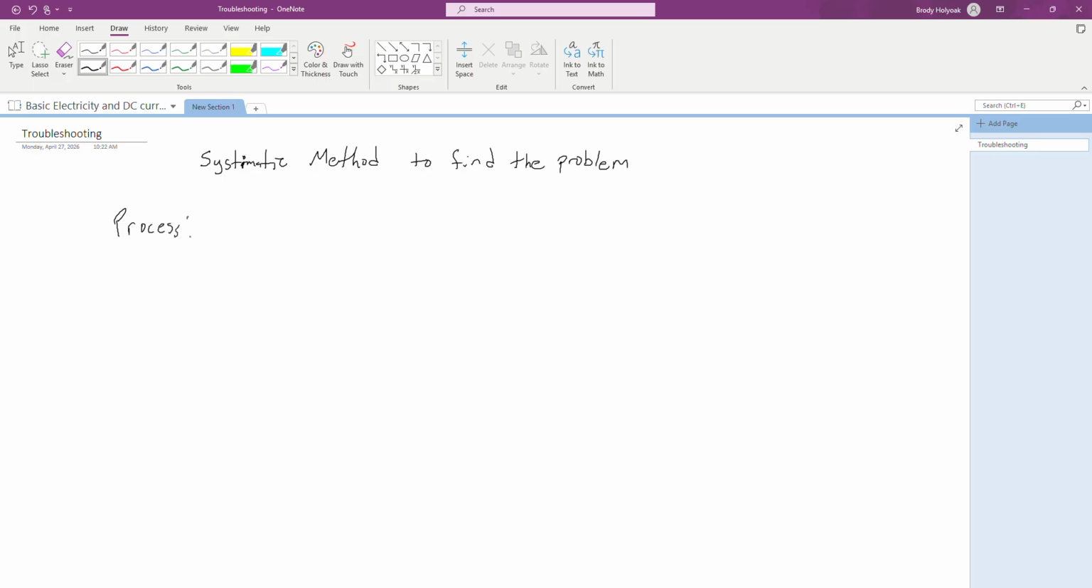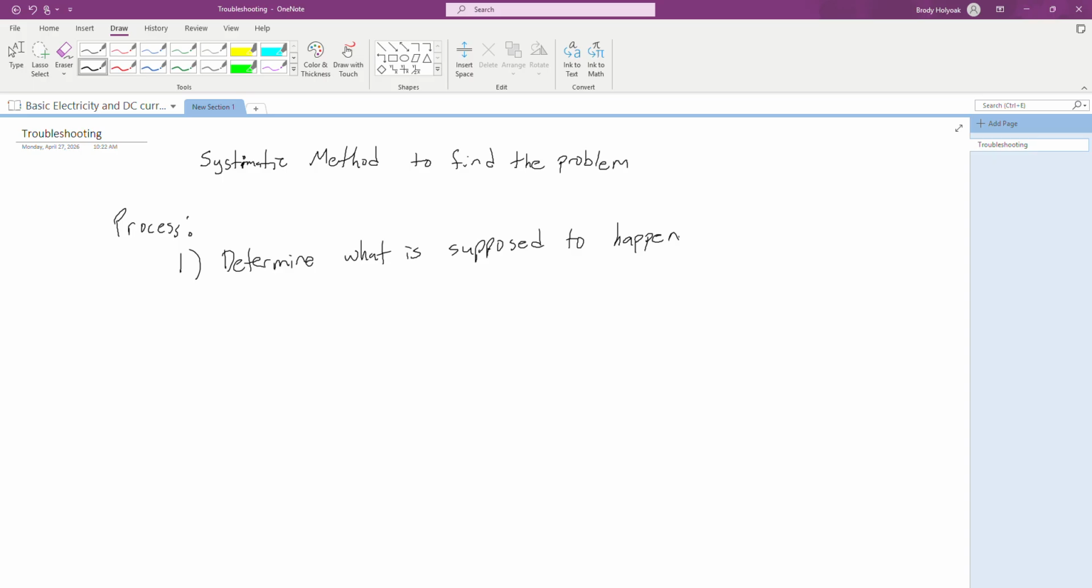So the process. Step one is determine what is supposed to happen. Now, this can be done several different ways, and I'm leaving this as a vague descriptor because there's no one specific way to troubleshoot. There's no one specific way to go through and be part of this process. But the first step is you've got to determine what is supposed to happen.